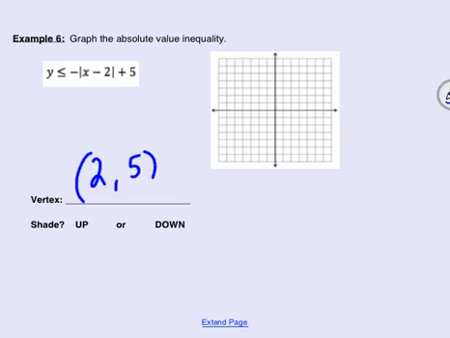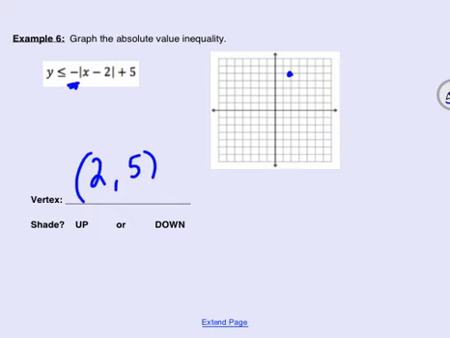2 up, 2 over, 5. It's going to be about right up here at 2, 5. Now, this little negative sign here tells me it opens down.